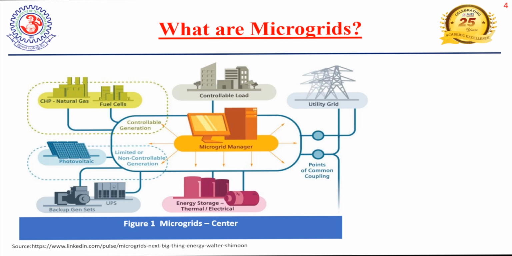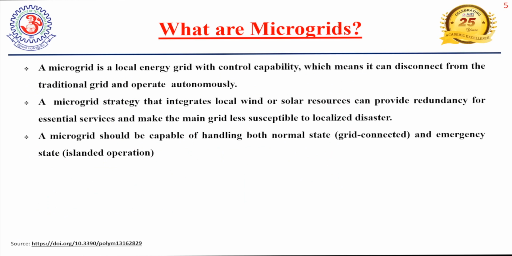So next we will see what a microgrid is. Here it is again mentioned: a microgrid is a local energy grid with control capability, which means it can disconnect from the traditional grid and operate autonomously. Here, autonomously means it does not depend on any other generation system or transmission system. If you understood that first line, then you can easily analyze why we are going to prefer the microgrid.